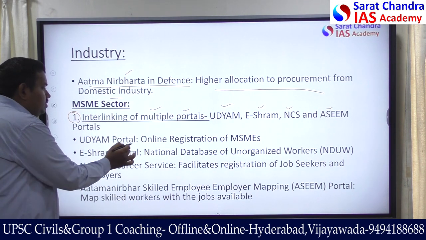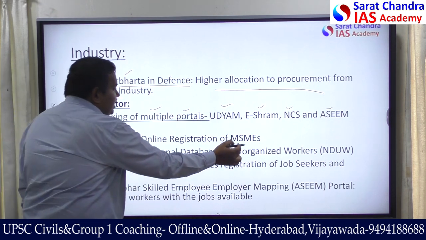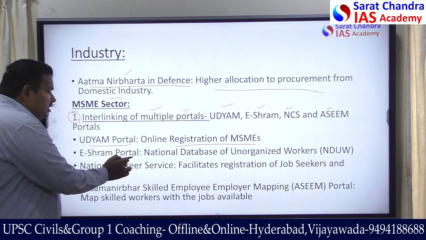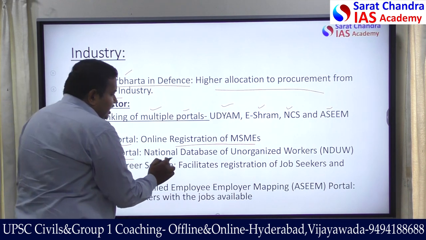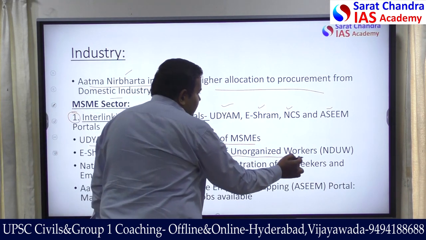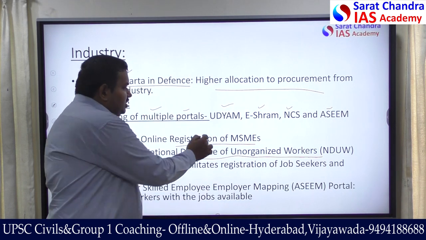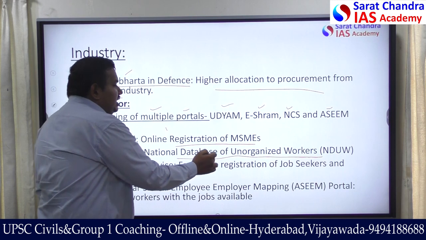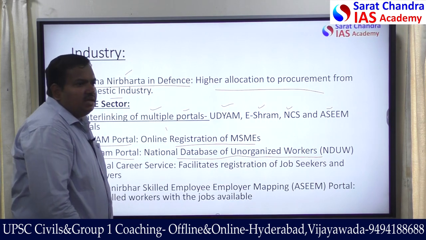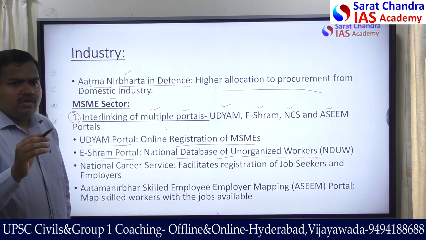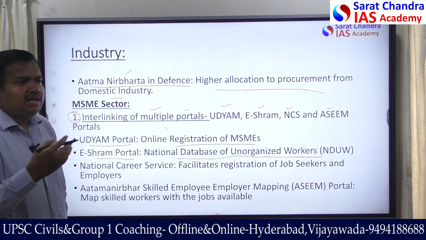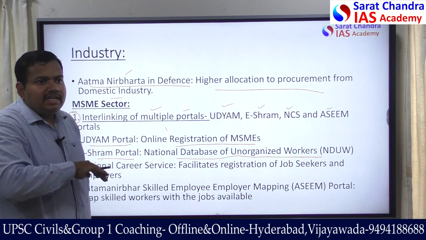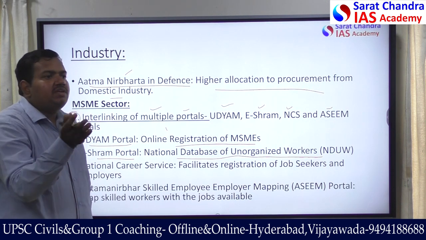We will see. So Udyam portal, online registration of MSMEs. Similarly, eShram portal, it is for national database of unorganized workers. This is for registration. And the second is for database of unorganized workers. So what will be the use? We will know where the workers are present, and using this database, we can hire them if we want. Okay, it is just like linking the companies with the workers.